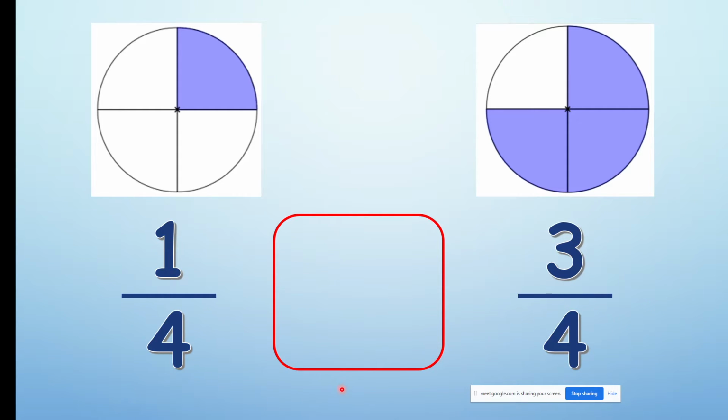Now, which one do you think is the symbol here? Is it more than, less than, or equal? Less than. Yes, because 3 is bigger than 1. It means 3/4 is bigger than 1/4.